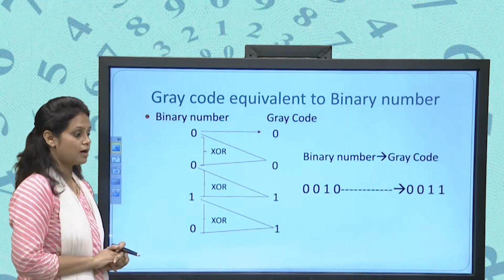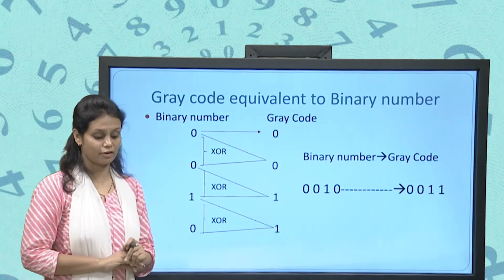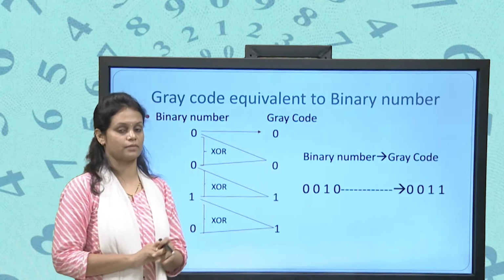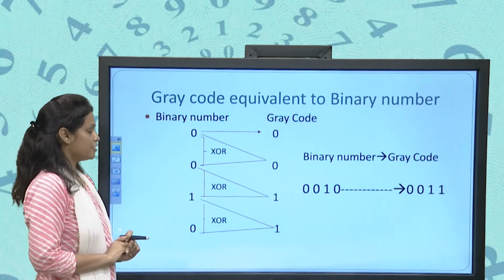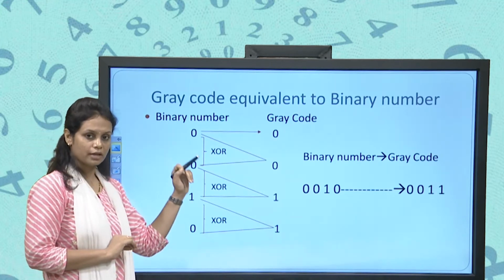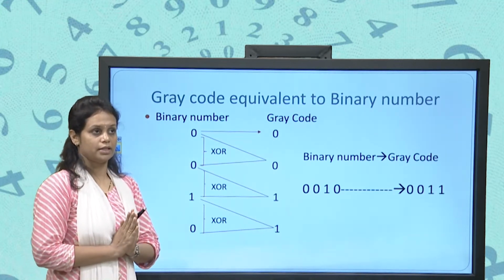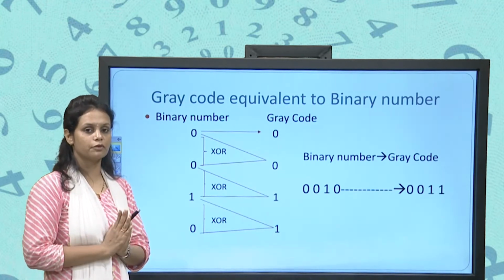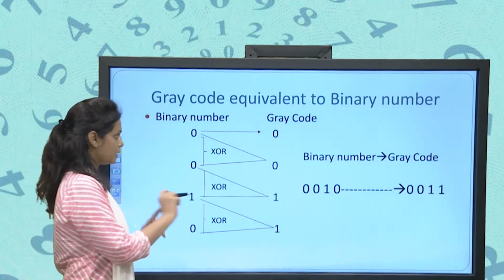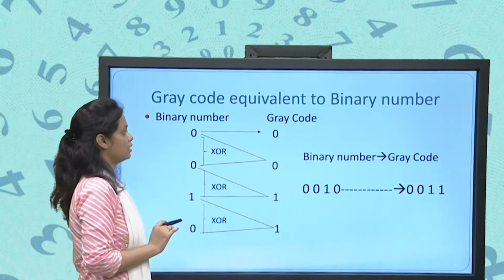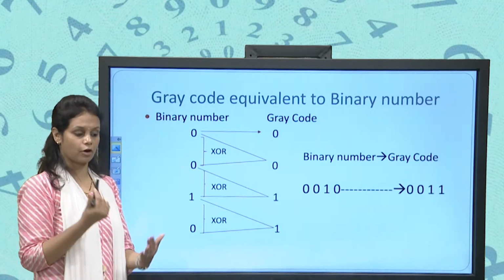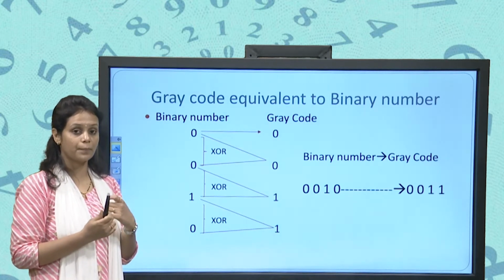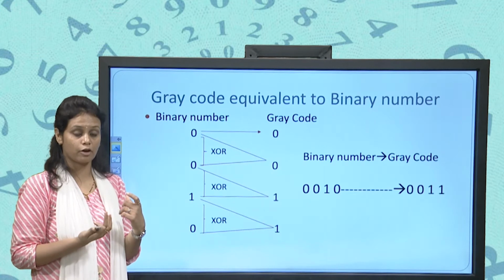Now what is the procedure behind this, and what is the importance of the XOR operation in this conversion? I will explain all of this. First of all, for converting a binary number to the gray code, in the first step we keep the first bit as it is. So we will keep this 0 as it is. Now from the next step, step 2, we will make pairs of 2 bits.